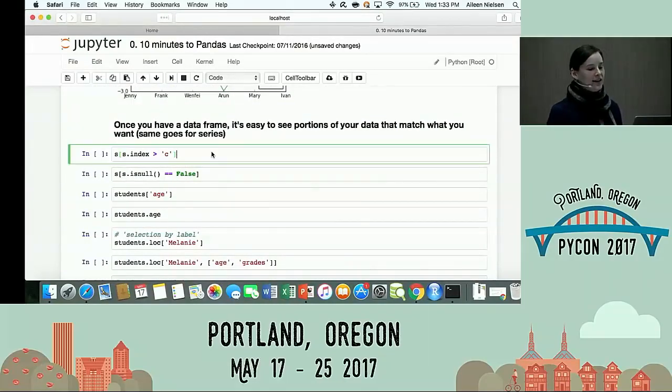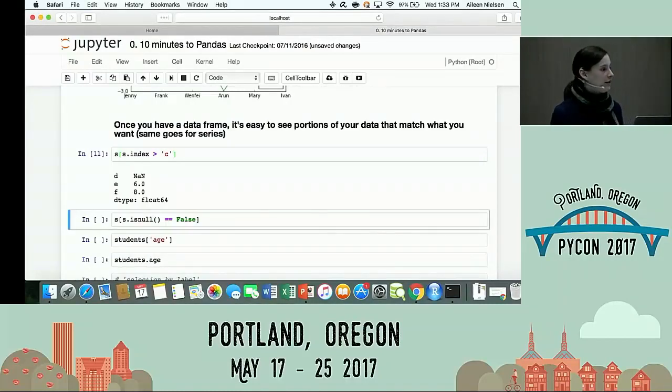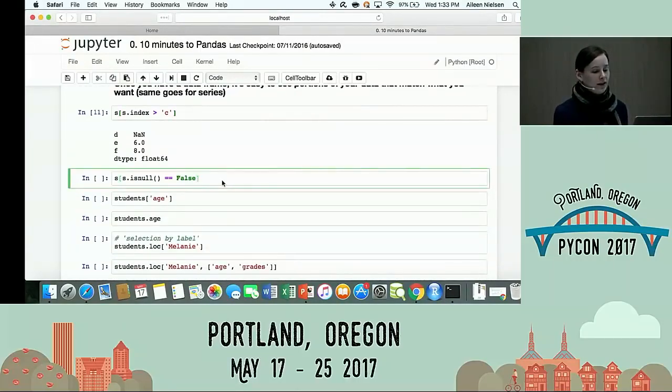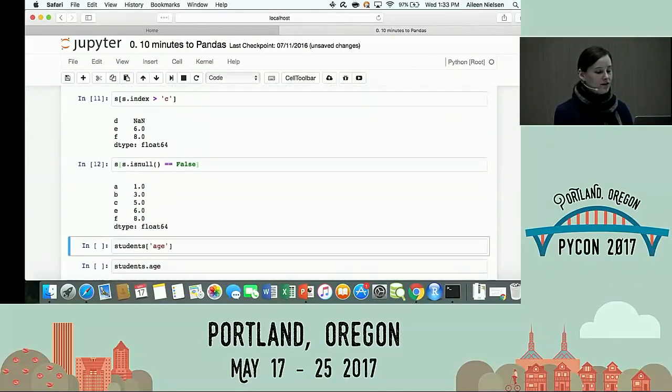You also get easy indexing, which is one of the nice things about both series and data frames. So for example, in my S data frame, maybe I only want things with an index greater than C. Boom, I can do that, right? So if I want to look at a subset of people by alphabet or by age or whatever, I can index on that and just very quickly select who I want. What if I just want data that's clean, that isn't null? I can do that too.